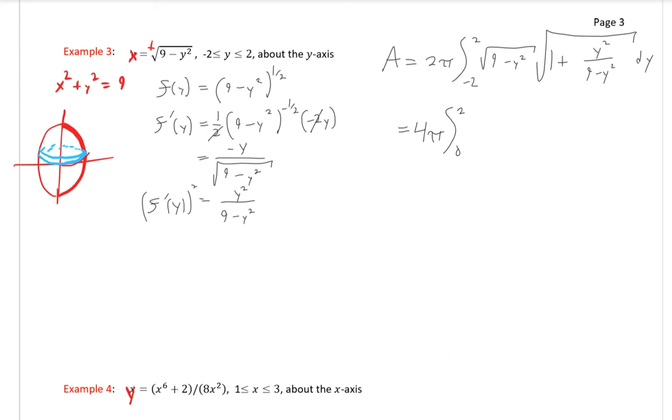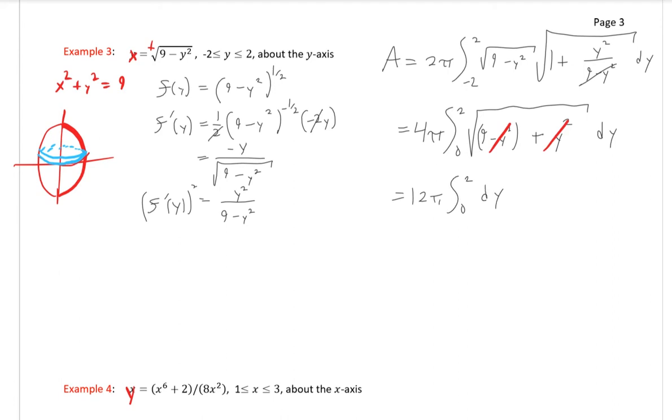But then I can multiply this square root into the other square root. And so what I'll get is a big square root of 9 minus y squared times 1 is 9 minus y squared. And then 9 minus y squared times the second term will cancel out that 9 minus y squared. And then we just have plus y squared dy. That's awesome because the y squared and that minus y squared will cancel out. We just have the square root of 9, otherwise known as 3, which we can even pull out and say 12 pi from 0 to 2 dy.